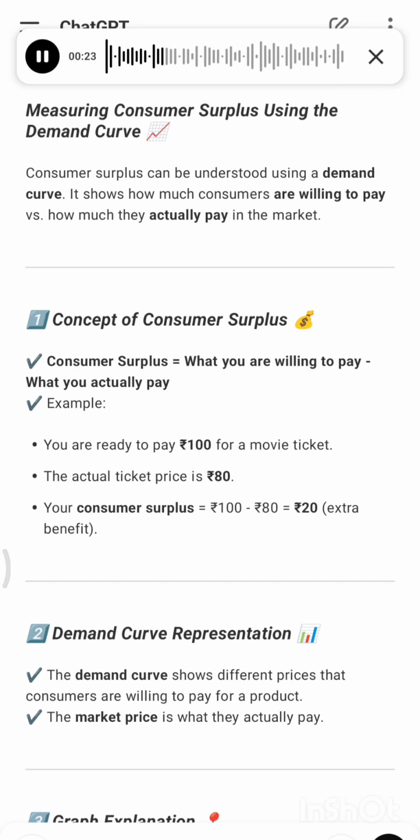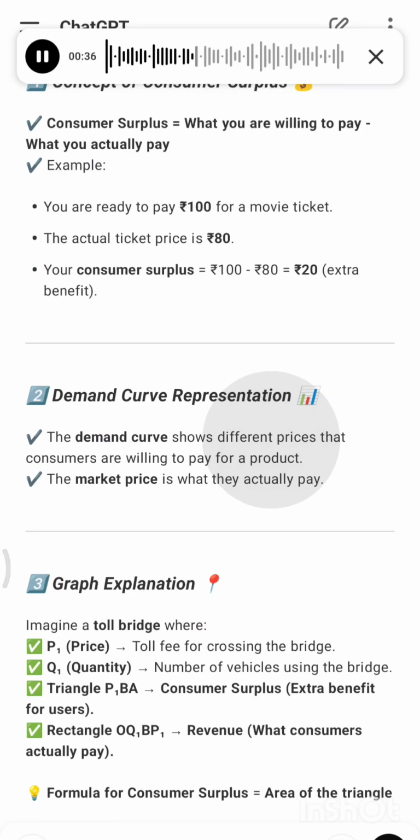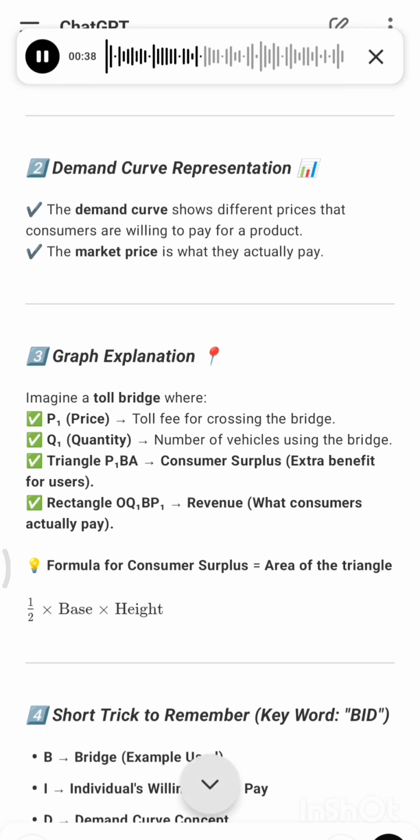Example: you are ready to pay $100 for a movie ticket. The actual ticket price is $80. Your consumer surplus equals $100 minus $80 equals $20 extra benefit. 2. Demand curve representation. The demand curve shows different prices that consumers are willing to pay for a product. The market price is what they actually pay.